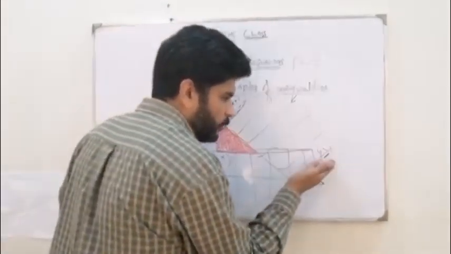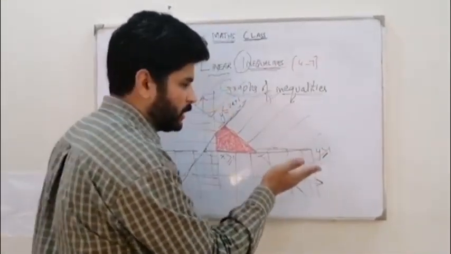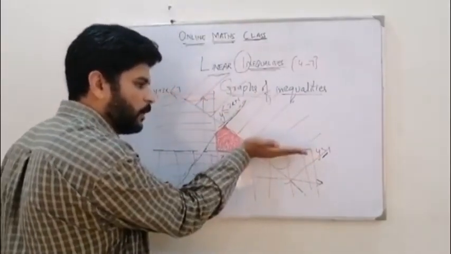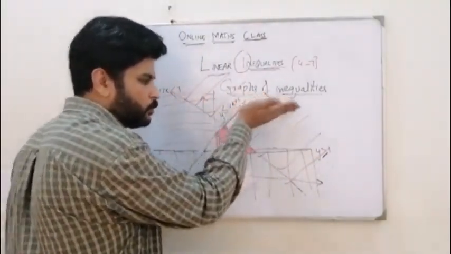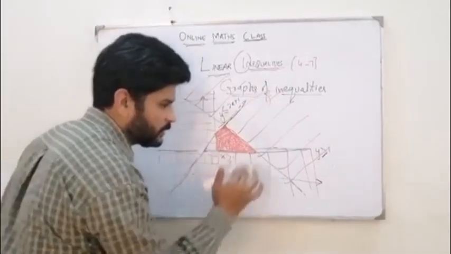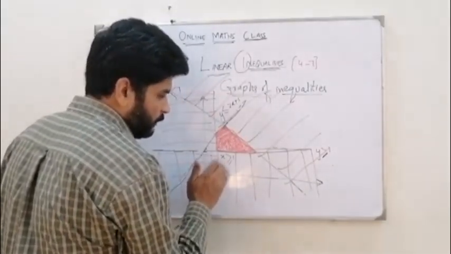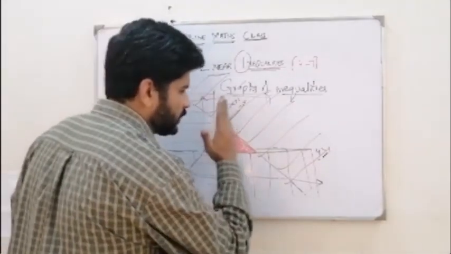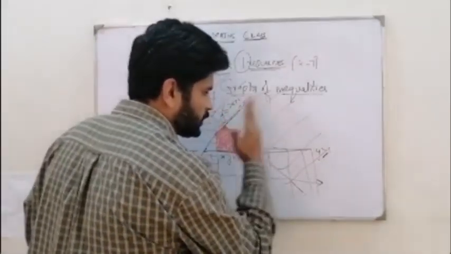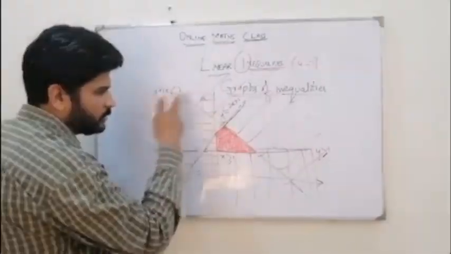Now this equation was y is greater than or equal to 1. So y is greater on the above part of this line. So I'm going to shade the opposite one. I've shaded this. For this line, x is greater than or equal to 1. So x is greater here. So I'm going to shade the opposite one.